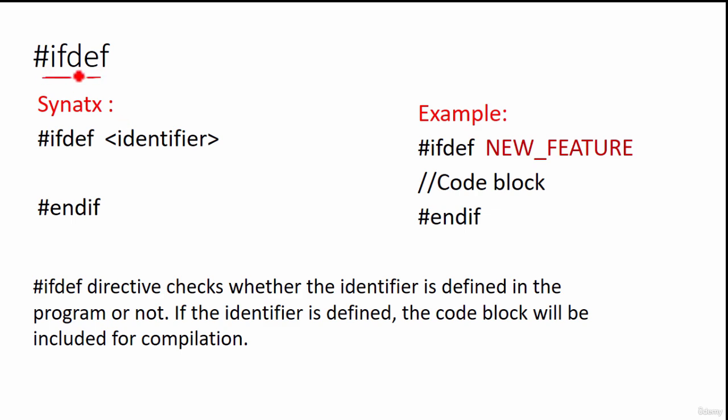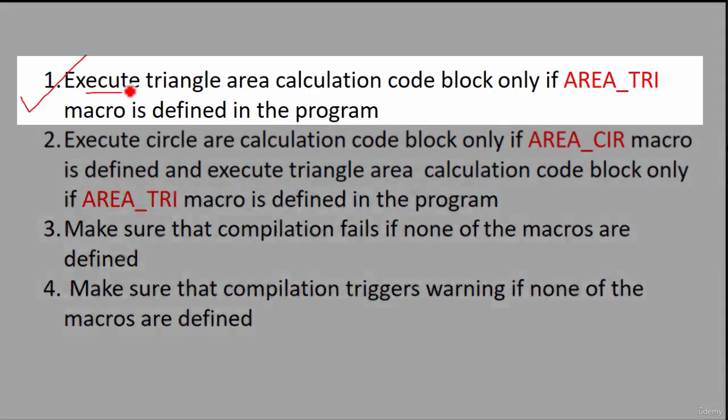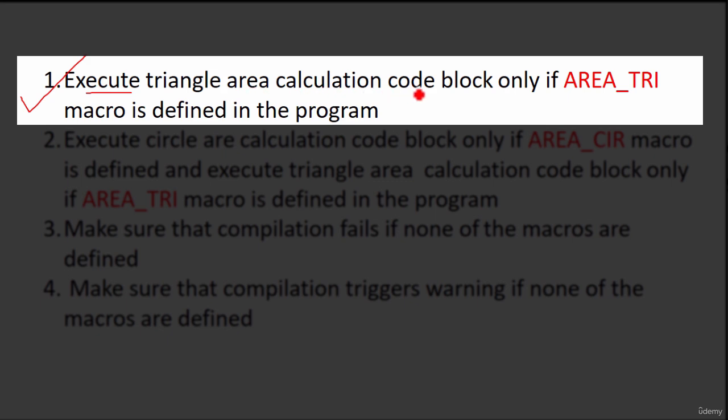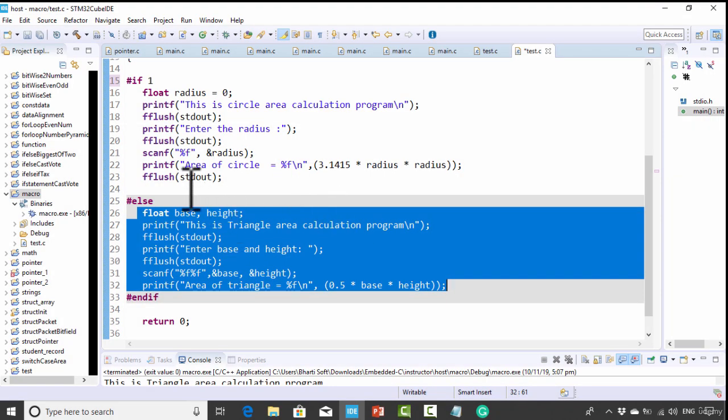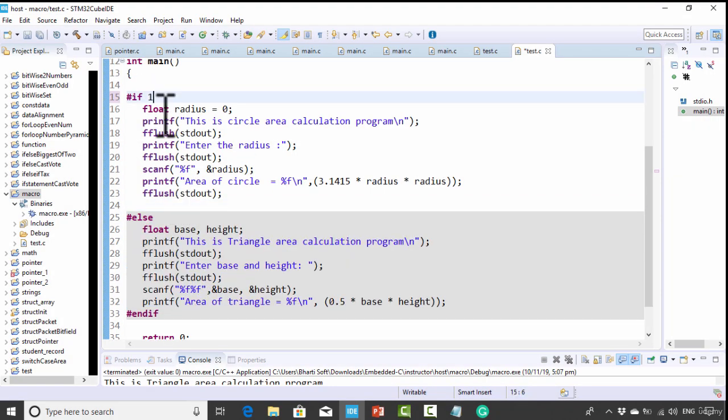Now let's see how to use this in the program. Execute the triangle area calculation code block only if the AREA_TRI macro is defined in the program. Now let's see how to meet this objective. So you have to execute the triangle area block only if the macro AREA_TRI is defined in the program. Now let's get into the code. Since the decision must be taken on the definition of a macro, we cannot use #if. We have to use #ifdef.